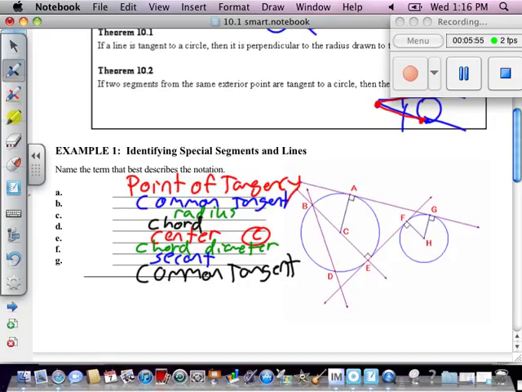What is the difference between line AG and line EF? They're both common tangents. AG is an exterior common tangent because it's outside the circles. EF would be an interior common tangent because it goes between. Do we have to say that? You will eventually, so I just want to bring it up now. All right, let's turn it over.